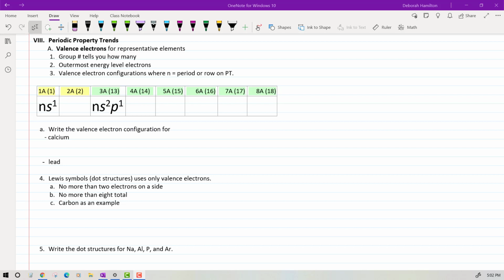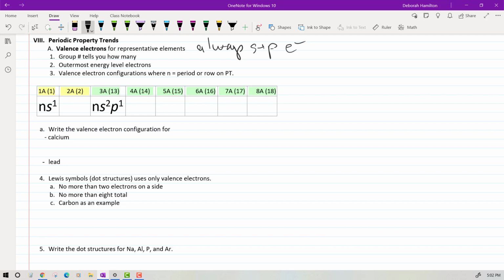Valence electrons are those that are found in the outermost energy level of the atom. They are always the S and P electrons. Always S and P electrons, because the D sublevel always fills in after the S's, so that's why it always winds up being the S and P sublevels.